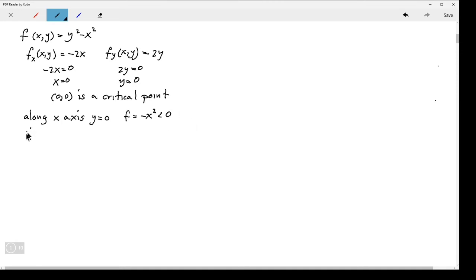Along the y-axis, that's where x is 0. Then f becomes y squared, which is greater than 0. Oh, hang on, I can't say it that way. The first one is true for all x, and this one is true for all y.